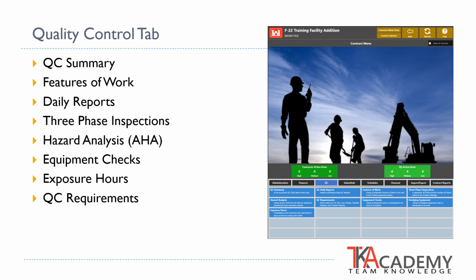The Quality Control tab is the heart of the RMS system and is the tab where construction quality control managers will spend most of their time. The Quality Control tab includes the following features: Quality Control Summary, Features of Work, Daily Reports, 3-phase inspections, hazard analysis, also known as an AHA, equipment checks, exposure hours, and quality control requirements.